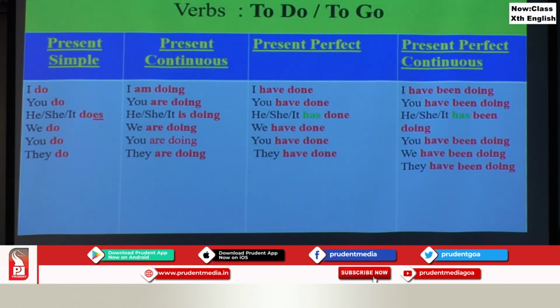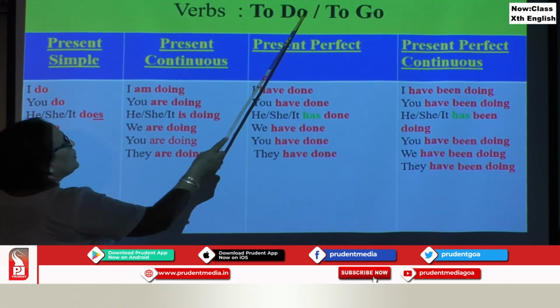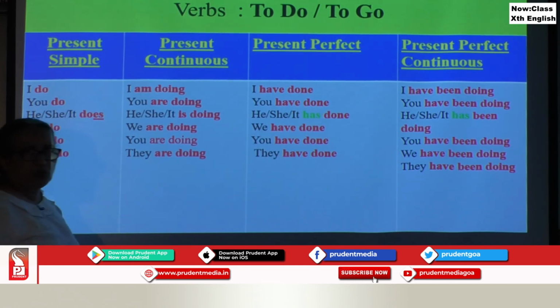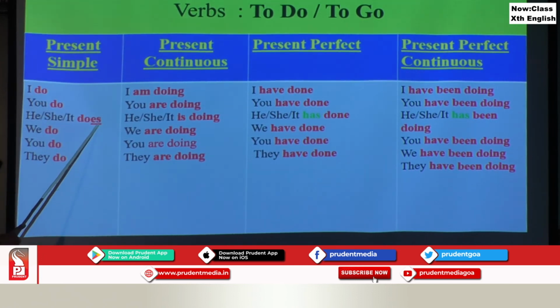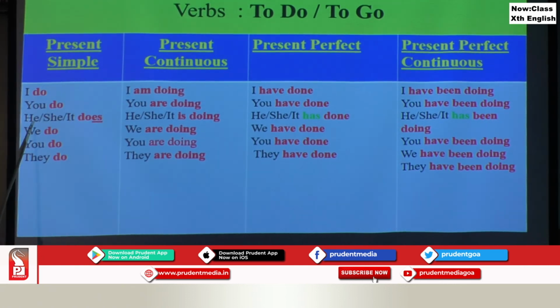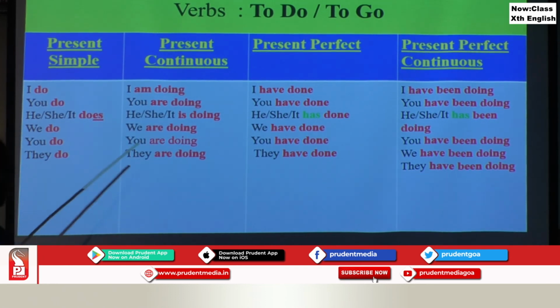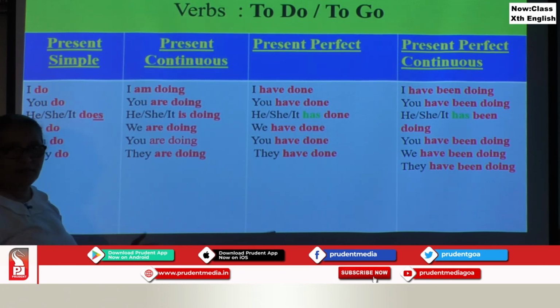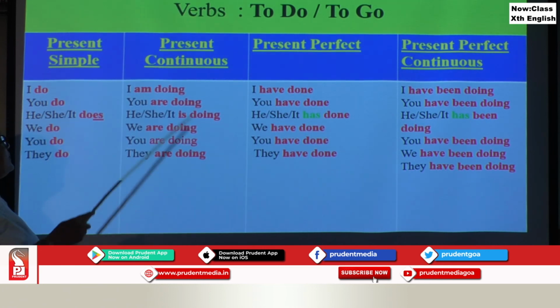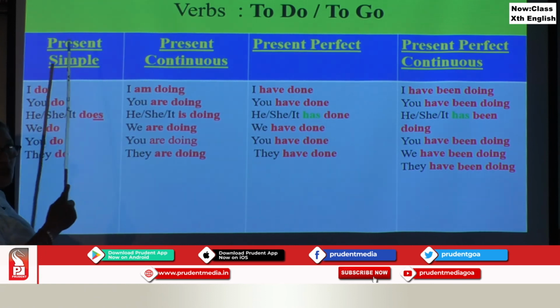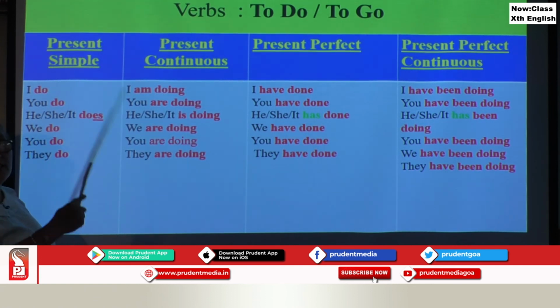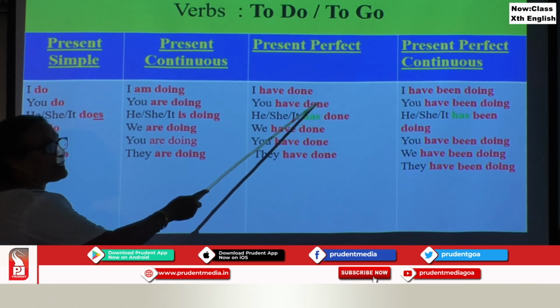Let us go to a new set of verbs now. Verbs ending with O. Verb to do, verb to go. The only change is third person singular. He, she, it. What do you do with verbs ending with O? You add ES. I do, you do, he, she, it does. We do, you do, they do. The rest remains the same. This is again an irregular verb, so past will be do, will change to did, past participle will be done.